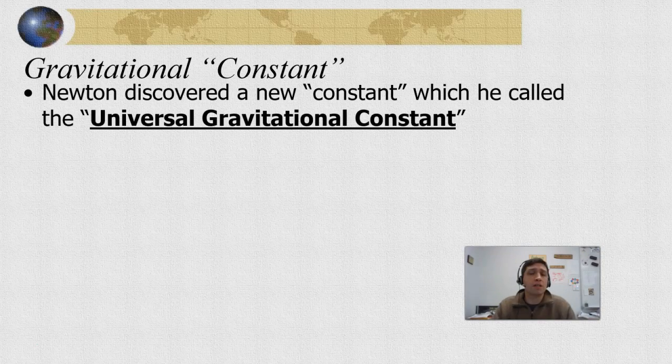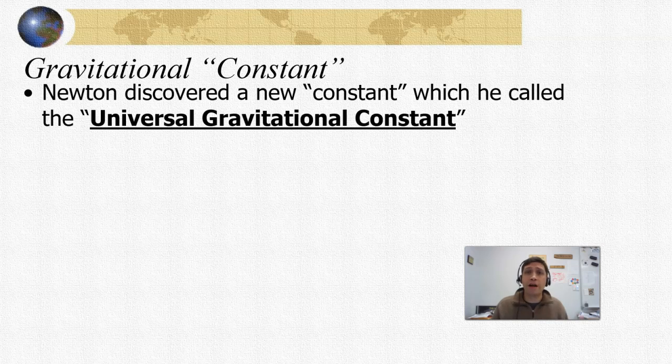Lastly, and very quickly, we need to talk about a few more things about gravitation, and that is this idea of the gravitational constant. So this happens a lot in areas of science. Newton discovers this constant. He calls it the universal gravitational constant. In effect, it's a number that helped all the numbers work out right.